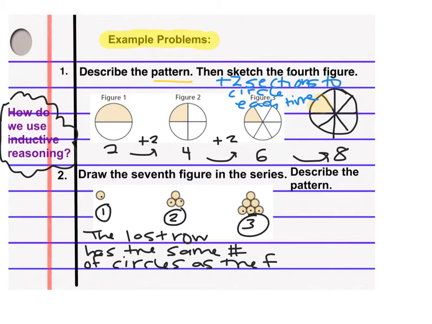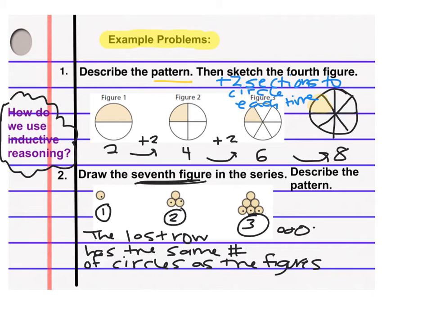So figure 1, the bottom row has 1 circle. Figure 2, the bottom row has 2. Figure 3, the bottom row has 3. And so it says draw the 7th figure. I don't need to draw 4, 5, and 6 if I see the pattern. So for the 7th, there's going to be a lot of circles.